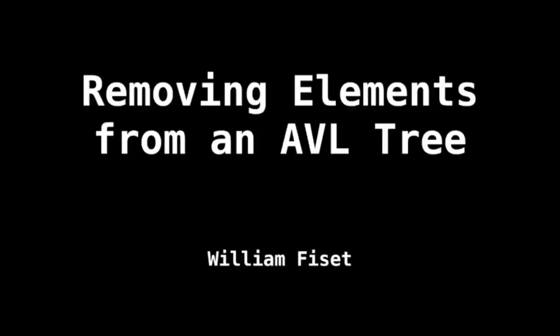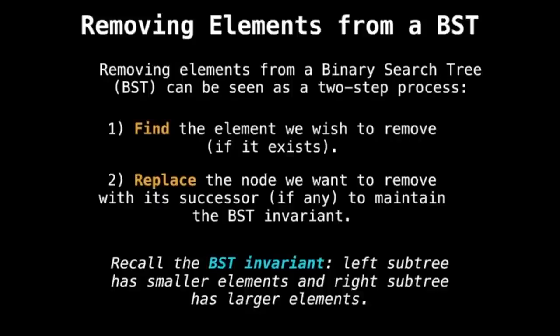So let's get started. Just for review, I want to look at how to remove nodes in a binary search tree in detail. We can generally break it up into two steps: finding and replacing. In the find phase, you find the element you want to remove from the tree, if it exists, and then replace it with a successor node. The successor node is necessary for us to maintain the binary search tree invariant.